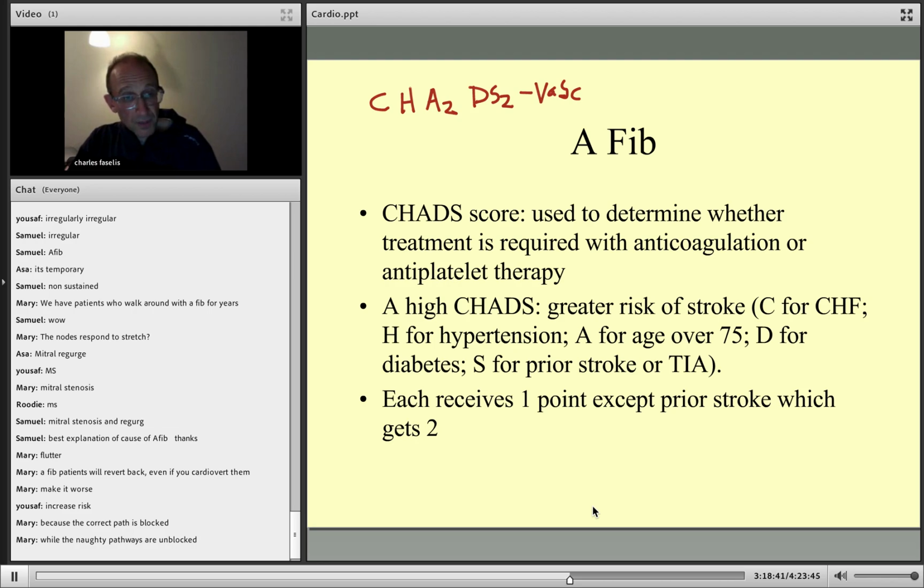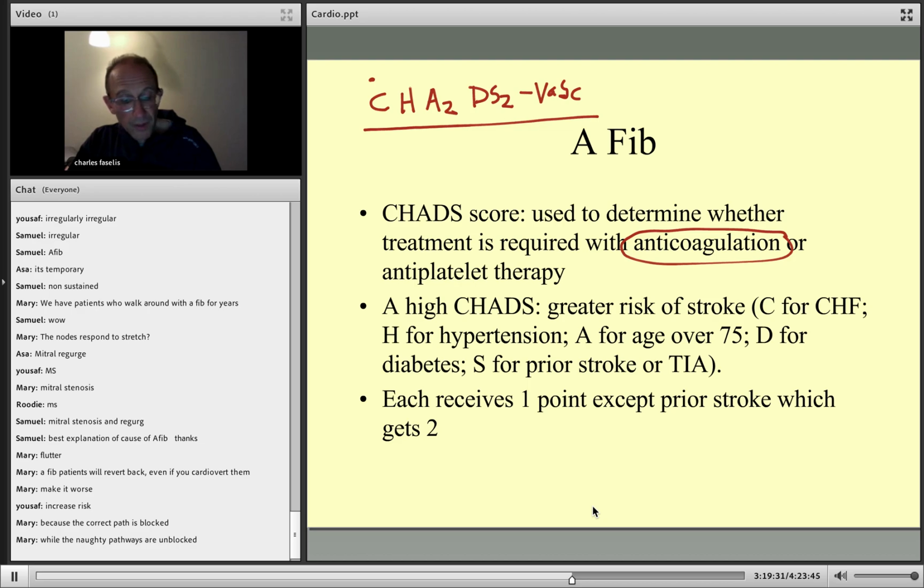You don't have to know all of these, but look, the CHAD score is used to determine whether treatment is required with anticoagulation or antiplatelet therapy. Most people prefer anticoagulation with Coumadin or something like that, right? A high CHAD score puts you at greater risk, right? So if you want to remember just the basic CHAD score, you could do that. But if you want to know a little bit about the more complicated formula, which all the students and the residents now have in their smartphone anyway, so it's not a big deal, right?